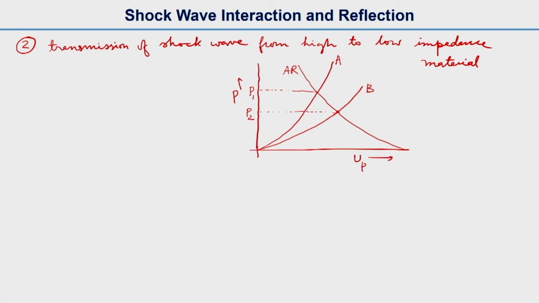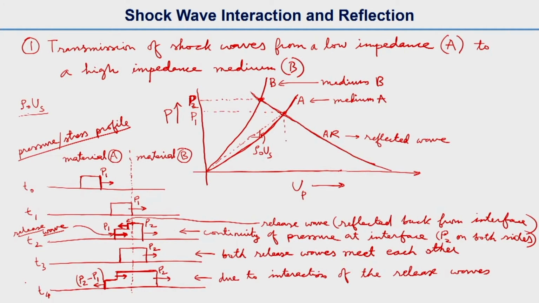I'm repeating again, this curve AR is a mirror image of the curve A, and it cuts the curve B at a point which corresponds to pressure P2. And we can say that this is UP2 and this is UP1. In the previous case, sorry, I forgot to mention these particle velocities here. So this is UP1 and UP2, the particle velocity values in the two mediums.